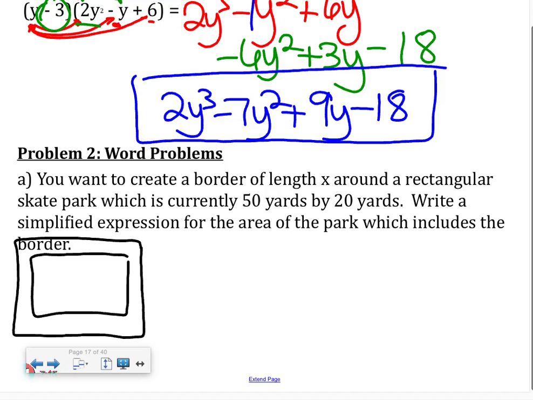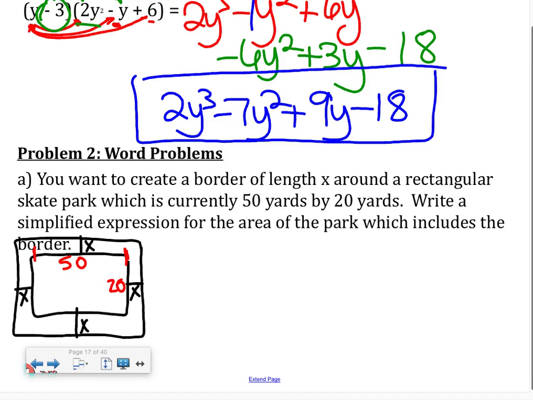And this border has a length of x. And reminder, that's everywhere. So there's a border here, there's a border here, and there's a border here. So it's going all the way around because that's how borders work. And it says our rectangle is 50 by 20. So this side here is 50 and this side here is 20.